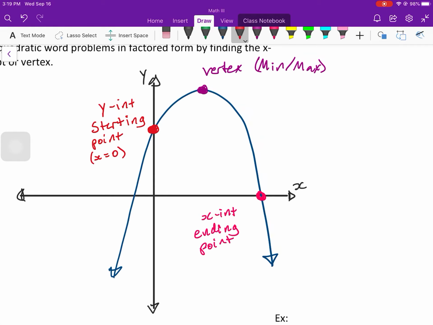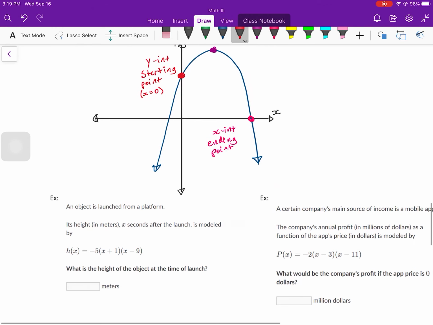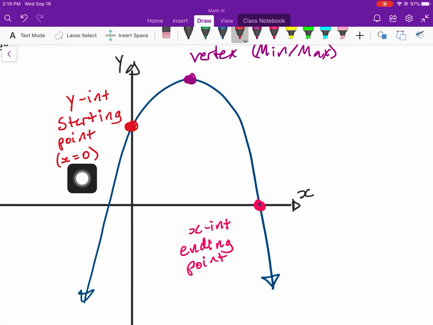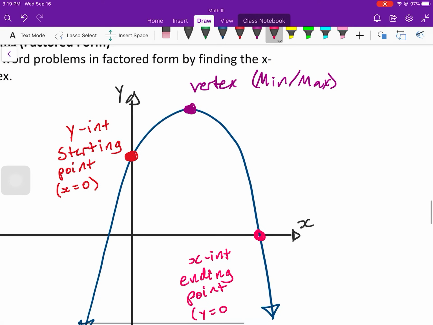So it was easy when we're given the graph, which speaking of which, you can always just graph these and look at the graph. But notice the x is 0 for the starting point. So if you ever want to know the starting value, you've got to just plug in a 0 for the x or 0 for the t, whatever the input is. And then the ending value, remember that the y is 0 for the ending value.